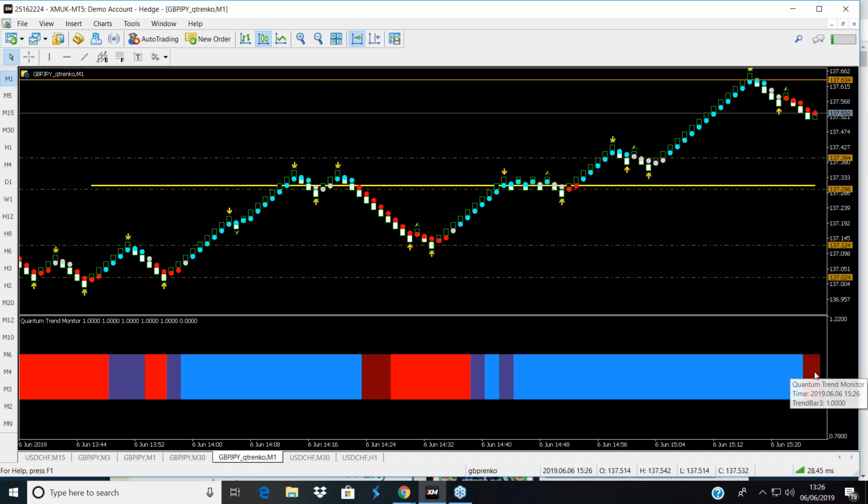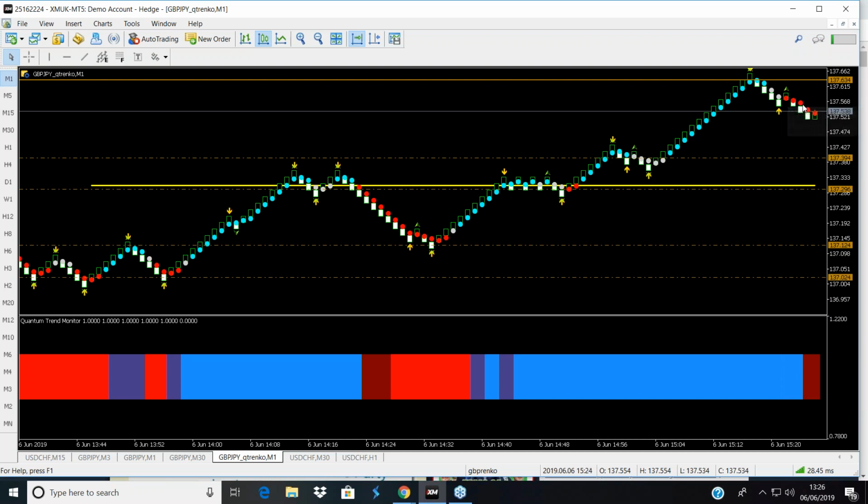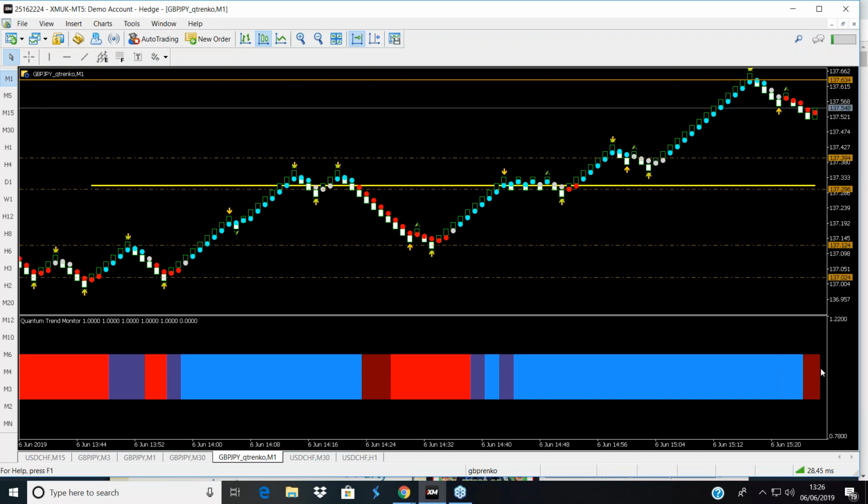This is the trend monitor on the Renko, and it's actually reflecting the pullback that we've seen on the 3 minute chart. The trend dots have turned red. That hasn't gone bright red. So in terms of exit, I would personally wait, because I like to see the bright colors.